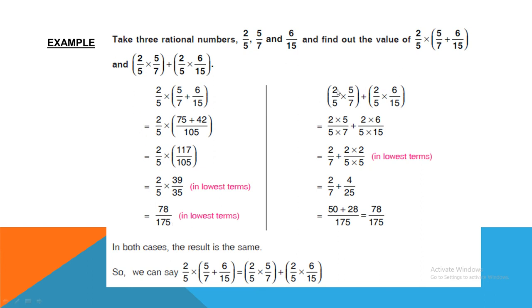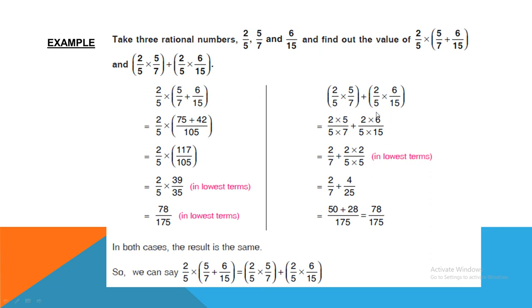So you have to multiply 2 by 5 first with 5 by 7, then 2 by 5 with 6 by 15, and then you have to add them. Okay, so you have two brackets, this bracket and this bracket. So first solve the bracket part, and now in bracket we have multiplication. Multiplication rule, cancel 5 with 5. Okay, so you get 2 by 7.